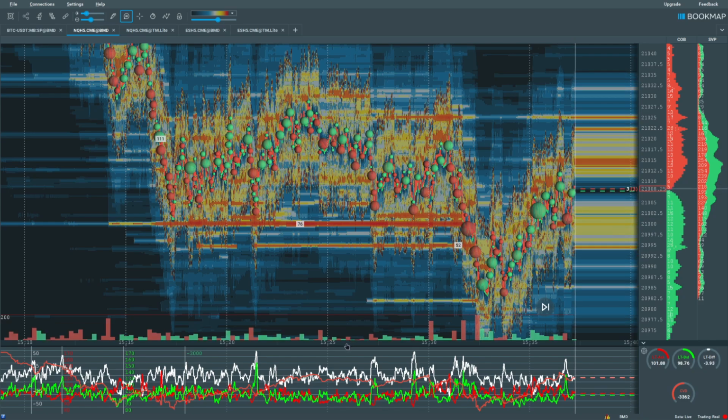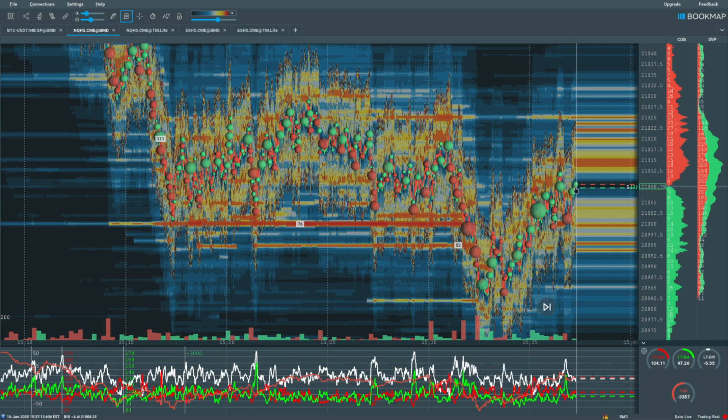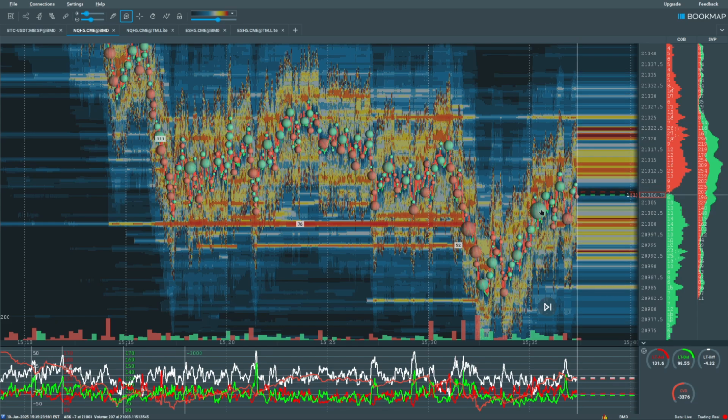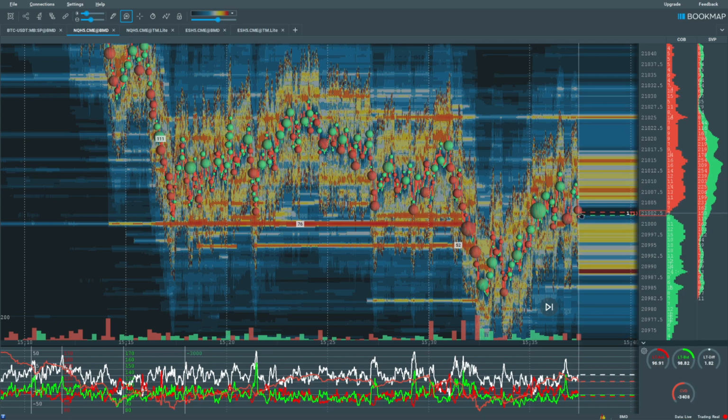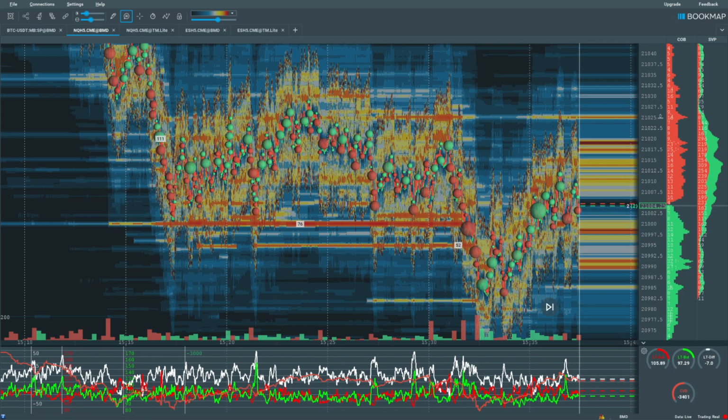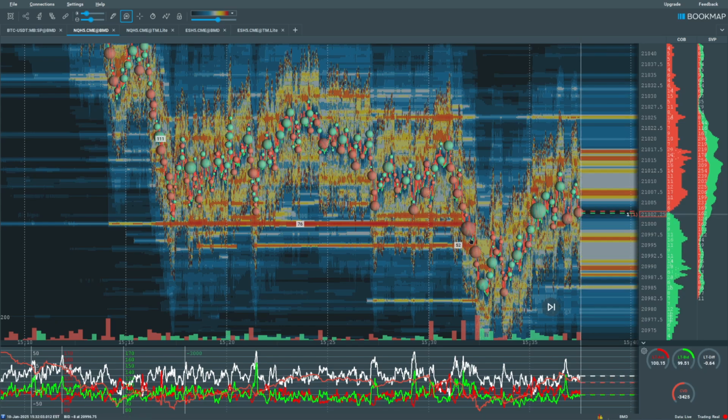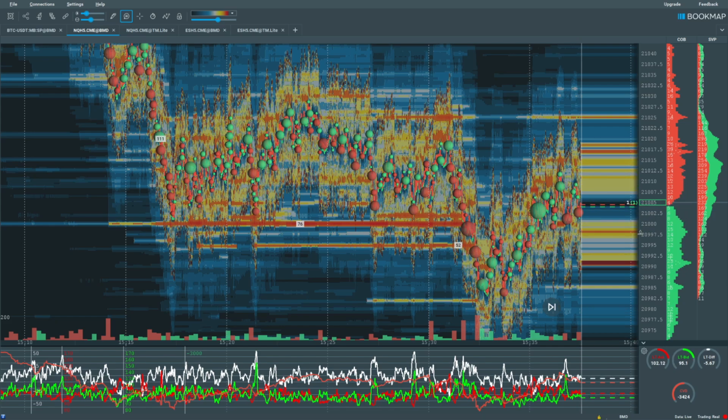Another video in the future. Thanks for listening. I just wanted to give you a general idea of what I use BookMap for. We have the green volume and the red volume, which signals, obviously, bullish or bearish, or buyers and sellers, and the liquidity zones. That's pretty much it.